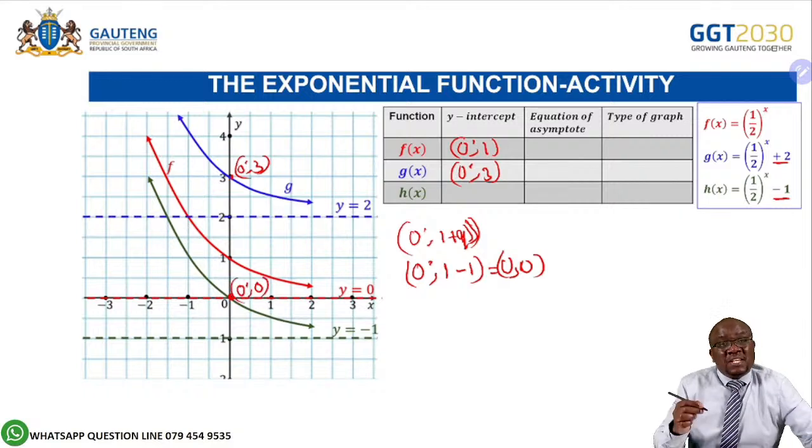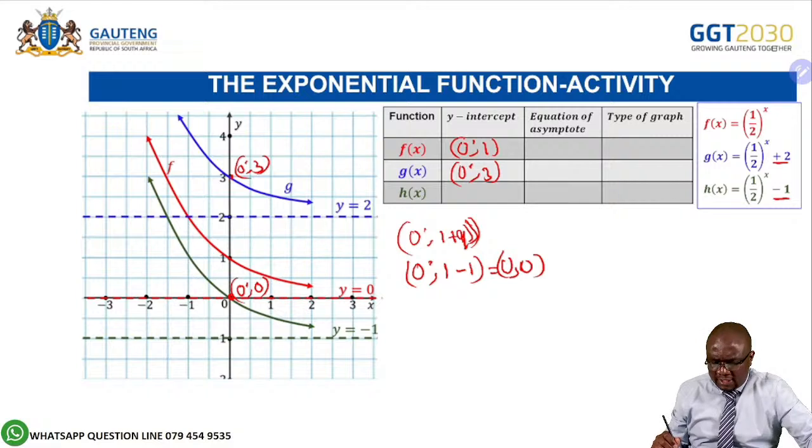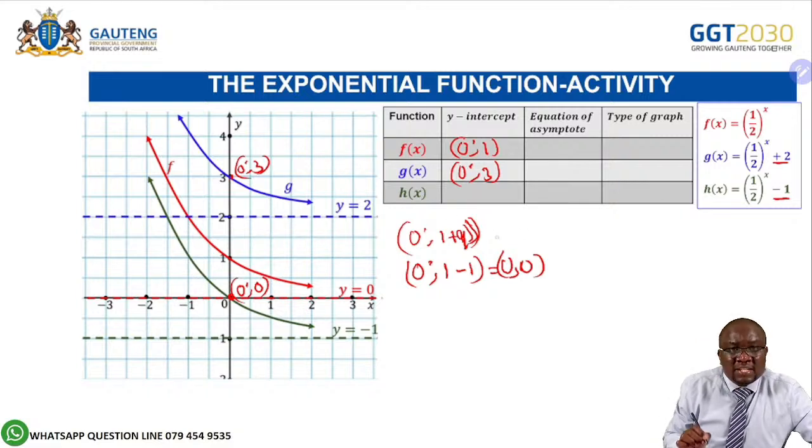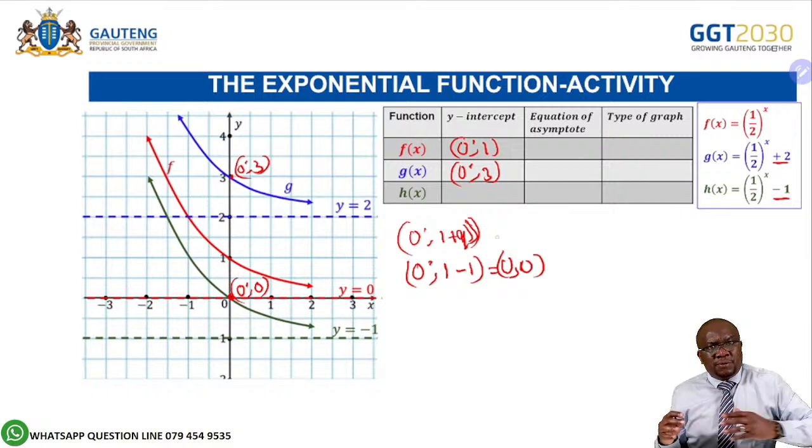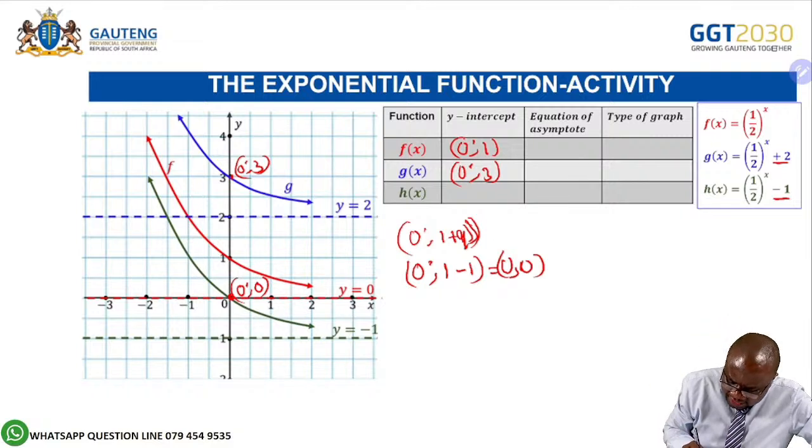So we can generalize, just like in the previous part of our lesson. We can say that the y-intercept will be 0 for the x-coordinate, and 1 plus q for the y-coordinate of the y-intercept. So here it is (0, 0).